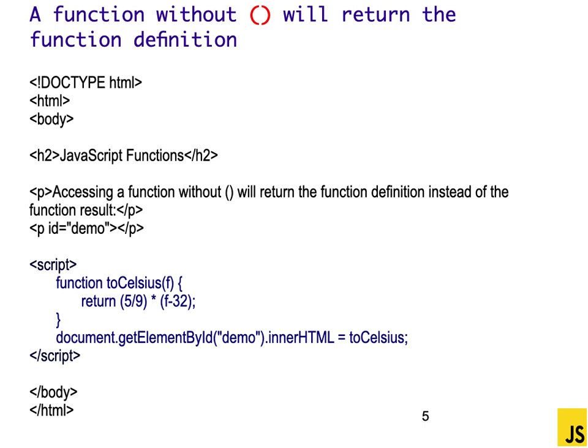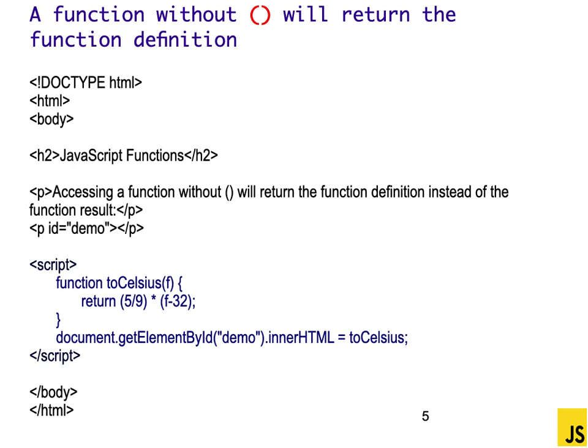In this program, after HTML, we have a body tag. There is a heading, JavaScript functions, followed by two paragraphs. The first paragraph is a message: accessing a function without parenthesis will retain the function definition instead of the function result. Followed by another paragraph, where id is equal to demo is set.